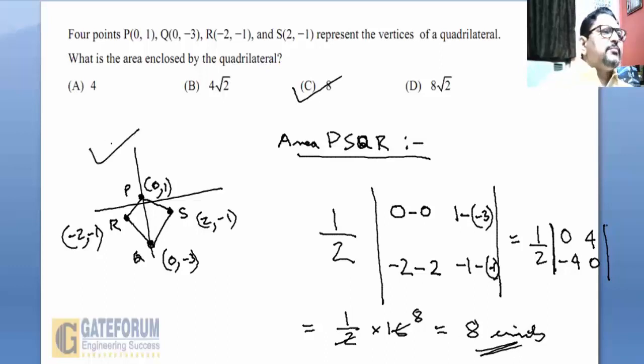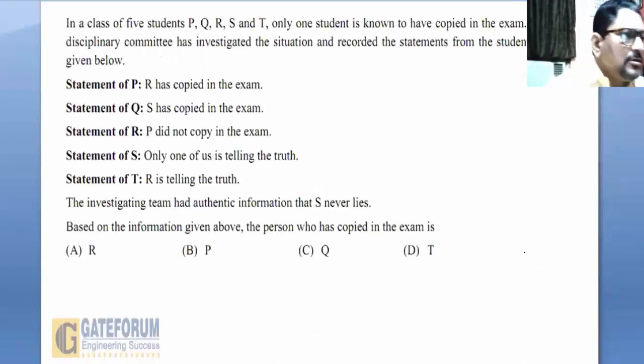So this is the point to be careful about. And then, of course, how to find the area? This is the shortest way by which we can find the area of any quadrilateral in coordinate geometry. Let's go on to the next one.